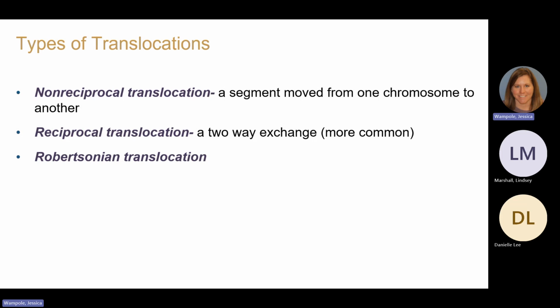We've got non-reciprocal. Basically, this means that there's no exchange of information. So you get a chunk that's moved from one segment to another. This one could happen due to recombination. So if your chromosomes are lined up incorrectly with the wrong type of chromosome pair, then you're not going to get an equal exchange. But more often for non-reciprocal translocation, what happens is that there's a chromosomal break.